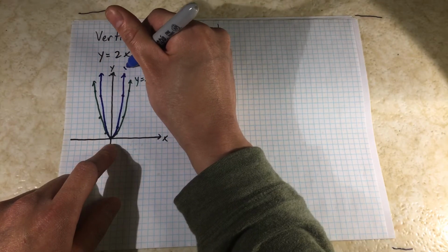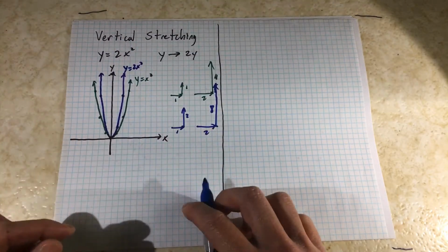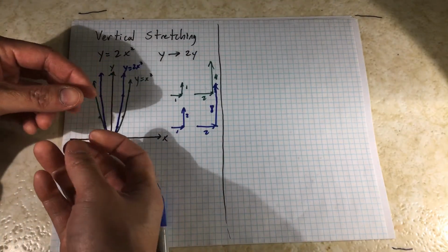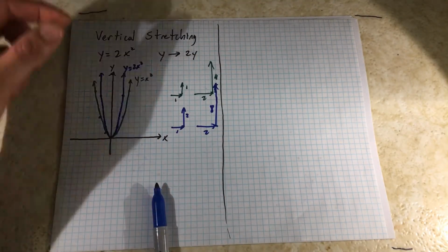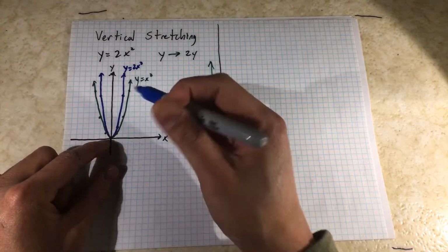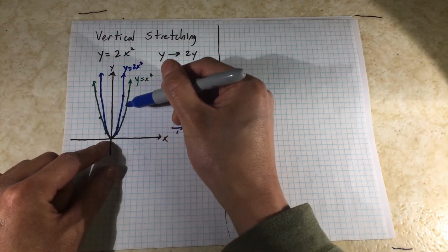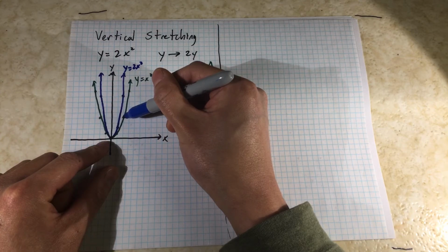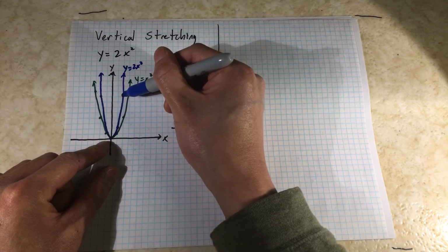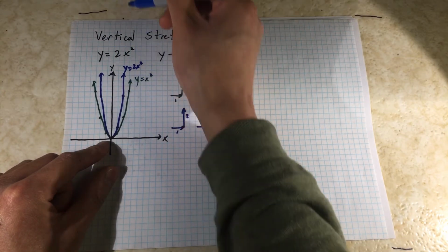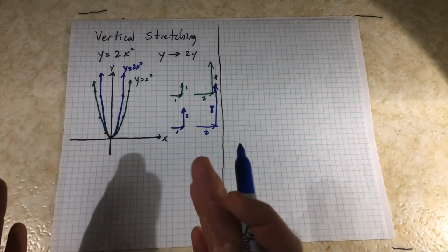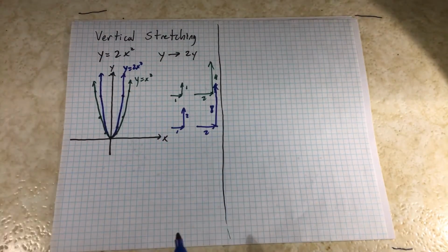So this would be our y equals 2x squared. You can see all those points have been stretched out, kind of like taffy. This point, which was at 1, got stretched to 2. This point, which was at y equals 4, got stretched to y equals 8. This point would have been stretched over here as well. So you get generally a skinnier and taller function when you do vertical stretching.